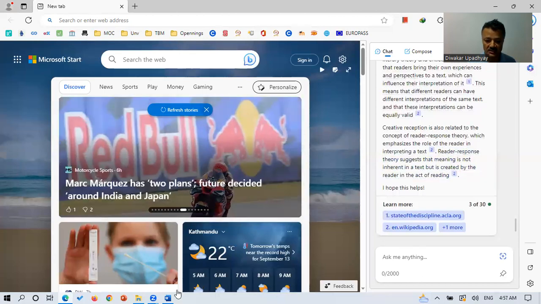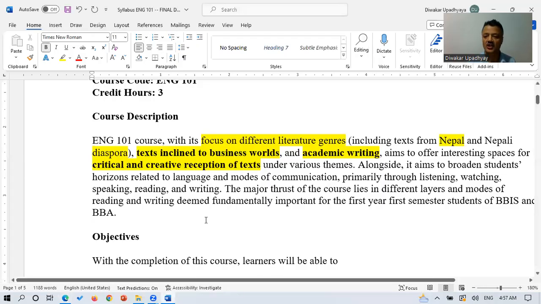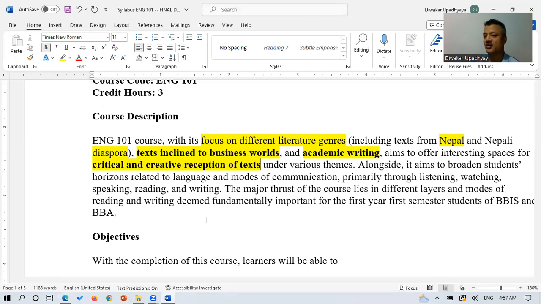That is what creative reception of a text means. Creative reception means reading and making the meaning while you read. Critical reception of the text means reading and seeing how well the author is arguing. So you can see this course is also hinting to you the importance of how we read, reading as technique.